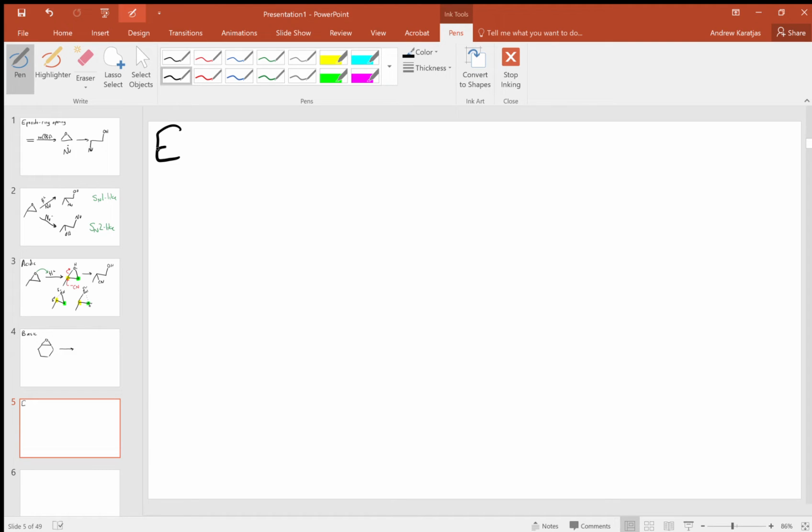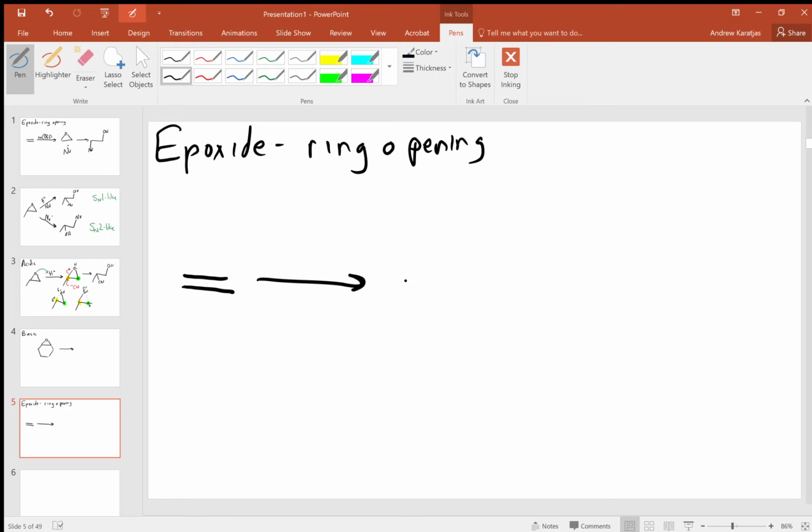Here we look at the ring opening of an epoxide. We may recall that an epoxide is a three-membered ring containing oxygen, and we form an epoxide from the addition of something like MCPBA to an alkene. The result is an epoxide, this three-membered ring containing oxygen.